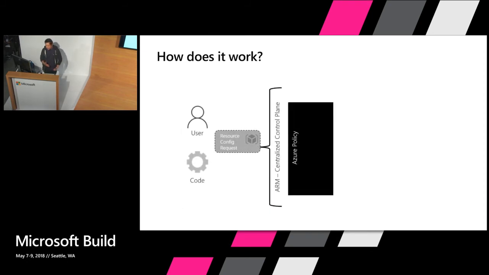Okay, so if a user is trying to submit a new resource request, that will get through ARM, and it will get stopped right at the policy engine layer, where it's going to get evaluated across all of the policies that we have. And if there's one or more policies which the resource configuration has violated, that request will get dropped, and you'll get an error back.